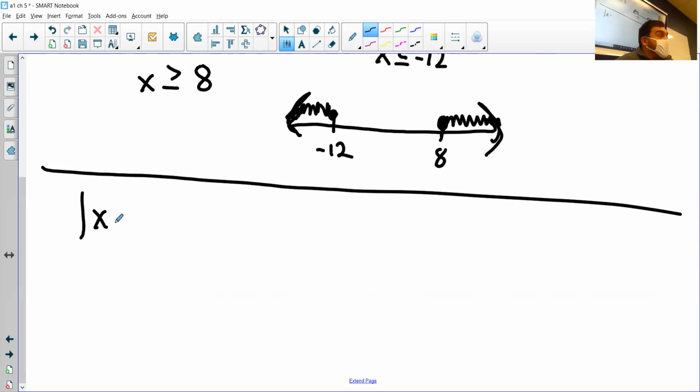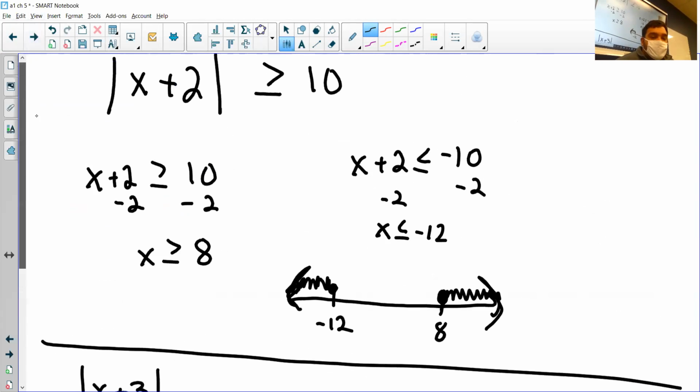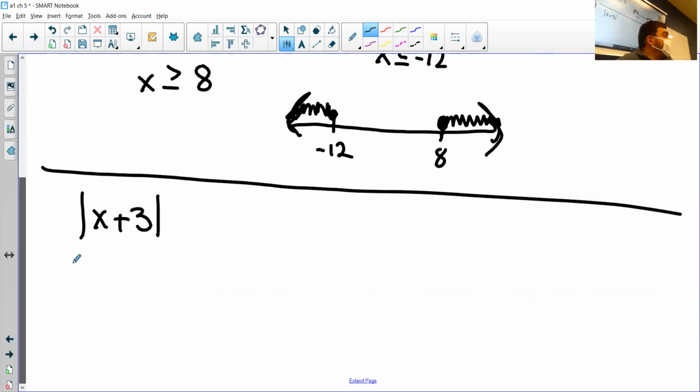Write down this one. Absolute value of x plus 3 is less than or equal to, we'll do, I don't know, 15. Okay. Notice this is a less than or equal to.